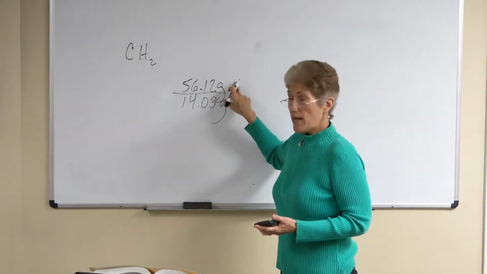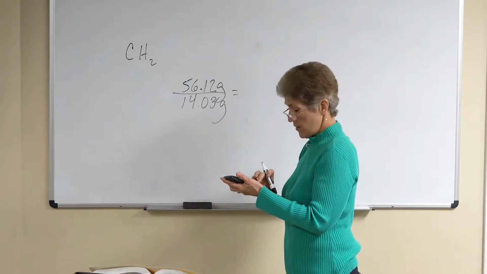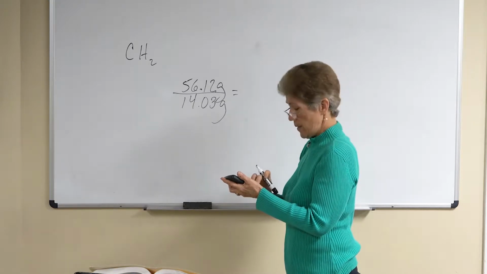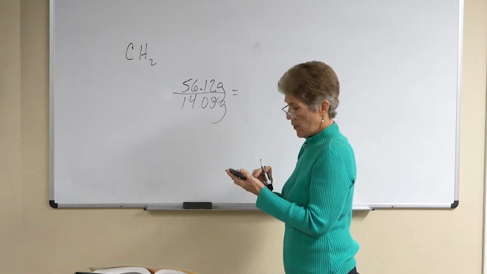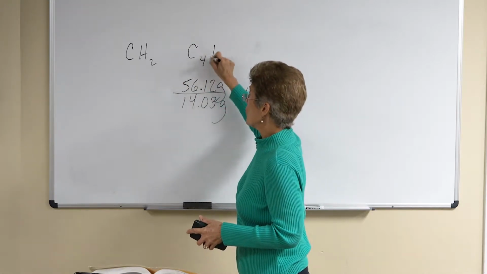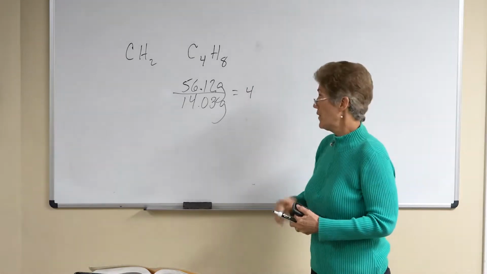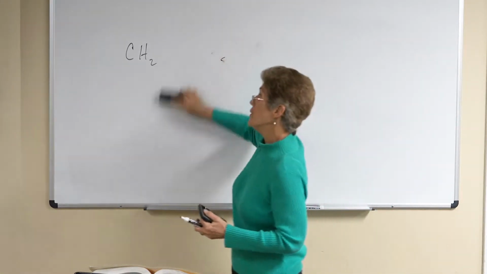We take the molar mass, divide it by the empirical mass, and that gives us the number that we need to multiply through by, which is 4. So we go back to this and we go C4H8, because we just multiply through by 4. And that's one of the simplest things we'll do in chemistry.